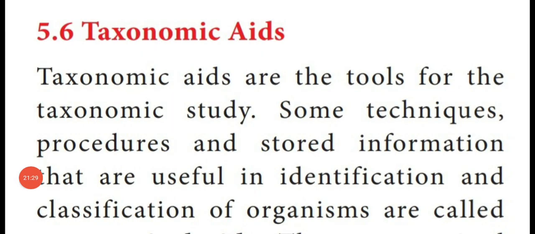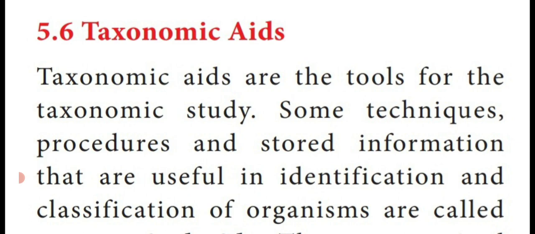So next topic, we are going to see taxonomic aids. These are all the different tools for the taxonomic study. Taxonomy means what? Classification of a plant, naming of a plant, identification of a plant and description of a plant. That is said to be taxonomy. For the taxonomic study, we are using different tools. Those tools are known as taxonomic aids.